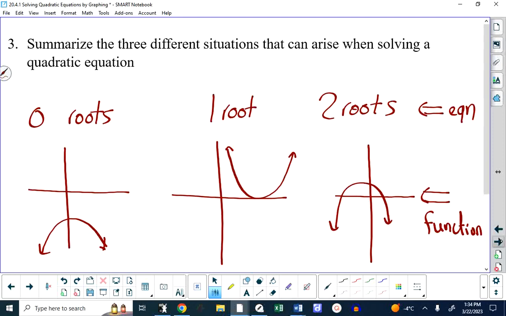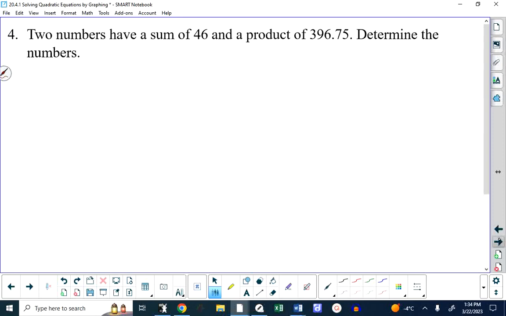All right. One last question to do. Two numbers have a sum of 46 and a product of 396.75. This question is not just about getting the answer. There's a lot of math in this. So we're going to solve an equation, but we need to define variables. We're going to let x equal one of the numbers.